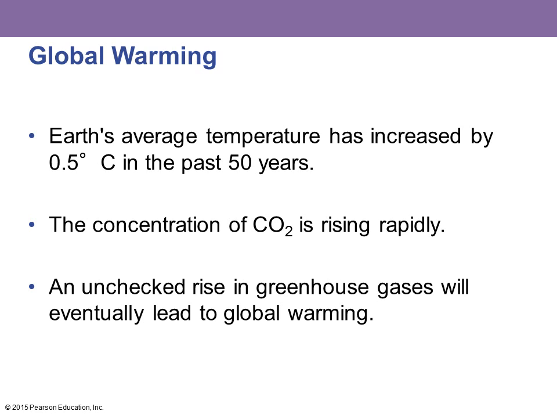So, Earth's average temperature we know has increased about 0.5 degree Celsius in the past 50 years. The concentration of CO2 is rising. And if those two things are happening, this unchecked rise in greenhouse gases will eventually lead to global warming. Of course, the term that's more popular today is climate change, but that change globally would appear to be a warmer Earth.